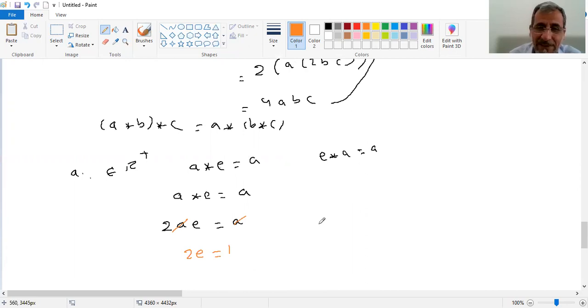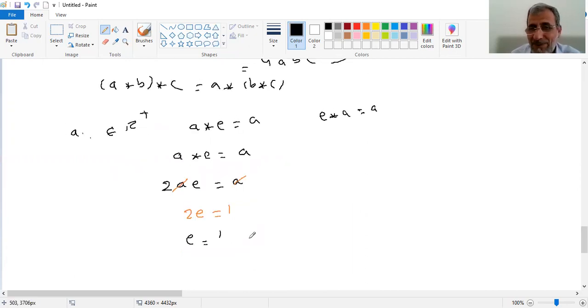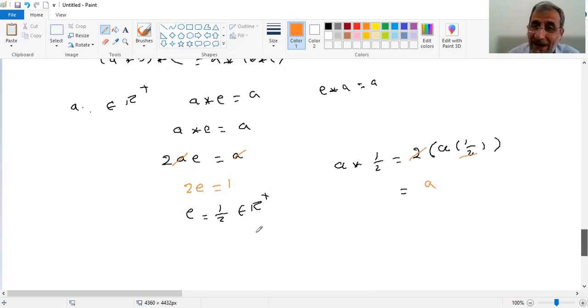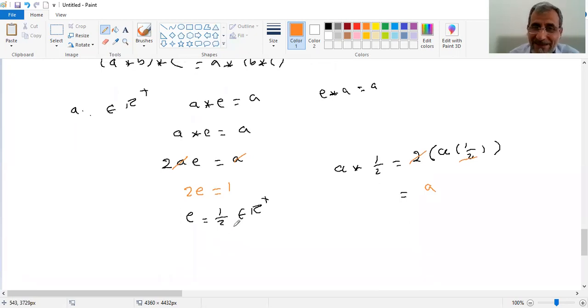What about e? Now e is 1 over 2, and 1 over 2 is a positive real number. Now if we have e star c, with the identity half, it equals 2 times the definition, this is a and this is b, 2 times half times c, which is equal to c. So now the identity is half. So for each element in R positive real numbers, half is the identity.